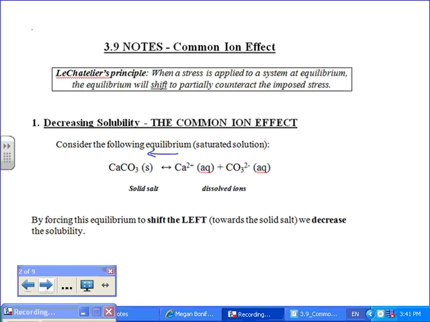When I make more precipitate or more solid, that means I have fewer ions after the shift to the left. So when we have more solid, or we have a shift to the left, we say that that's a decrease in solubility. Just remember what solubility means. Solubility refers to how much solid has dissolved. So if we're shifting left to make more of a solid, we're decreasing the solubility. So let's look at how we do this.